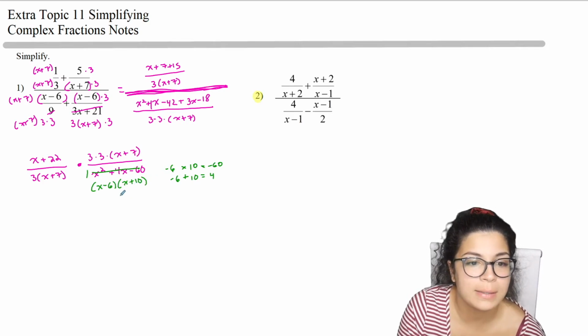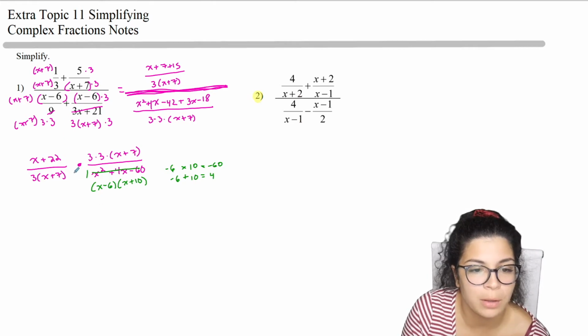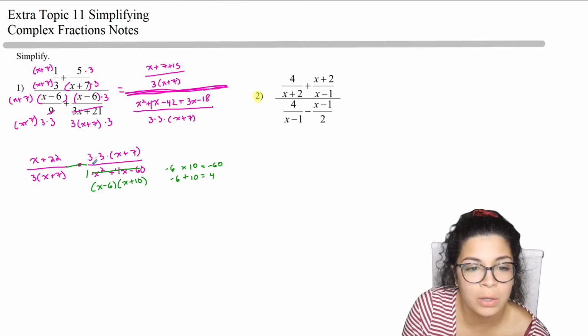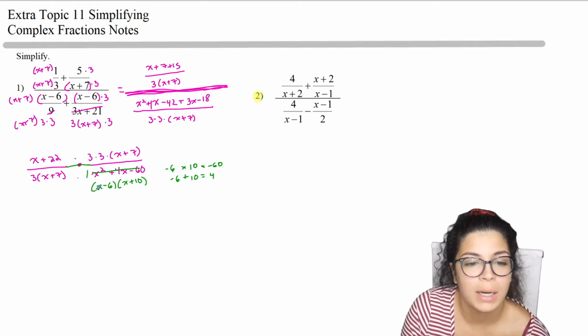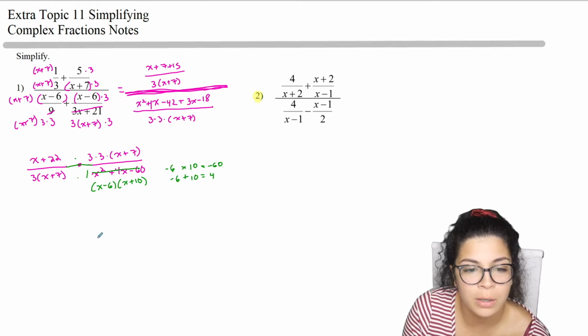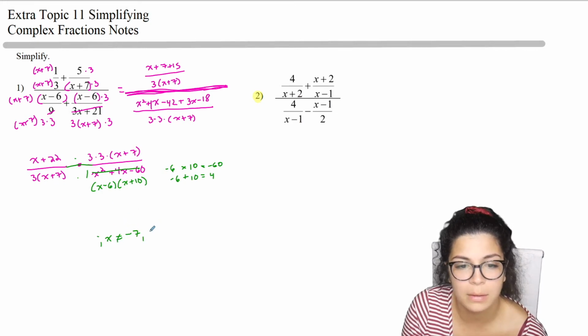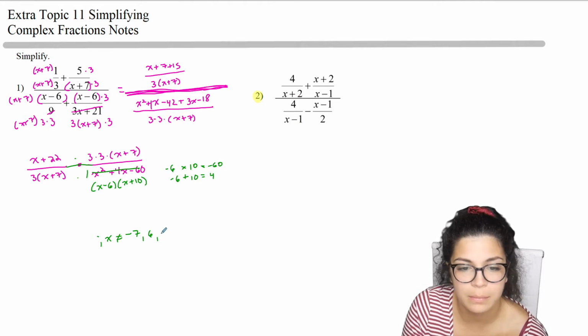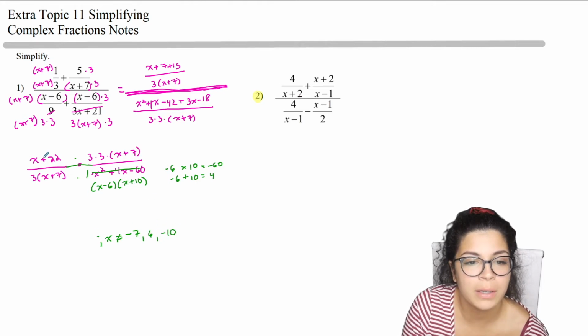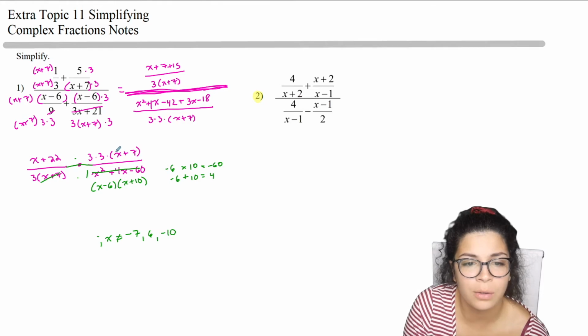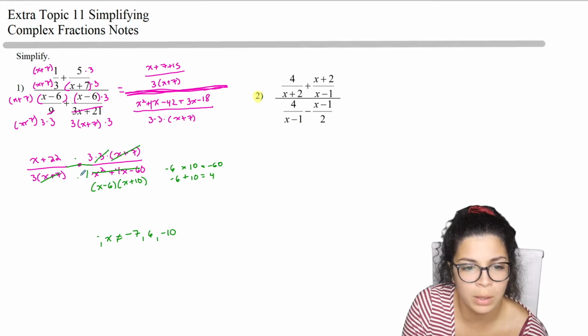And now I can see what factors will cancel. I can also now from this point see what my excluded values are. So x cannot equal negative 7, positive 6, or negative 10. Okay, and then from there, the factors that cancel are x plus 7 and 1 copy of 3.